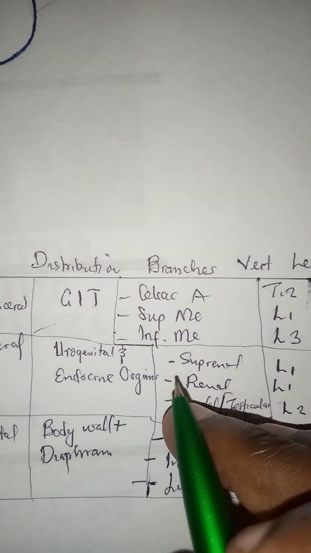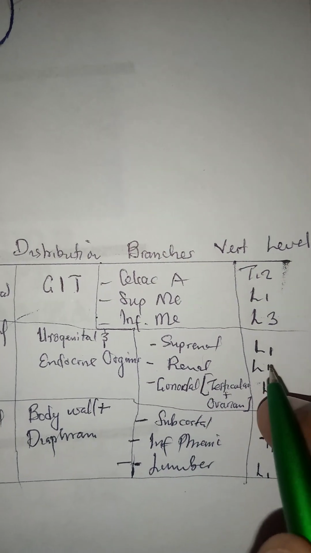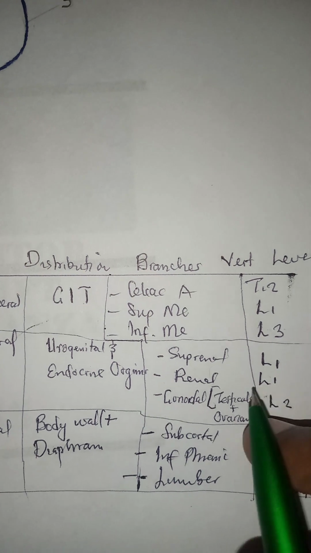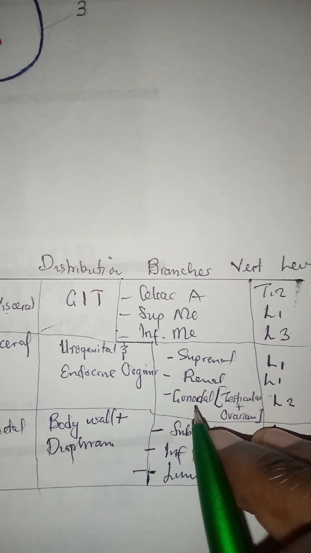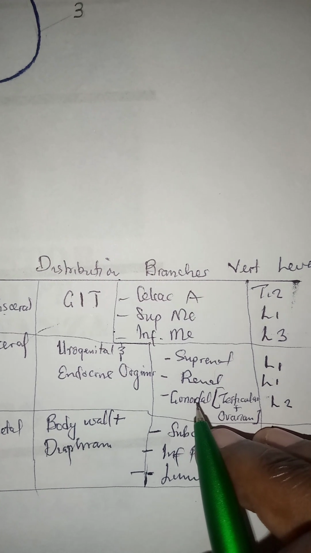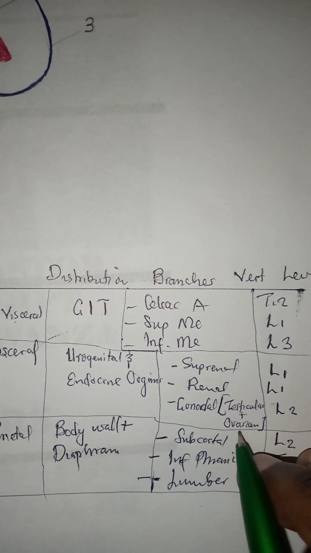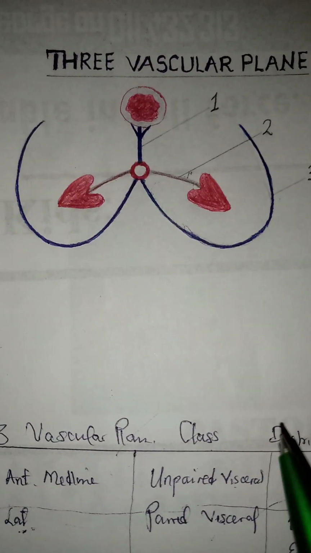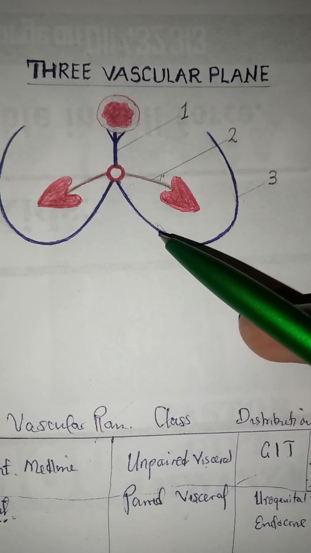So you have the suprarenal at the level of L1, you have the renal at the level of L1 as well. Then you have the gonadal artery, which is called testicular in male, and in female it is called ovarian artery. Okay, then the last one, but not the least, it is this one.